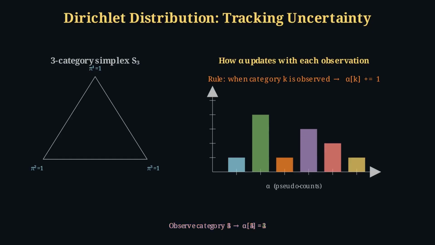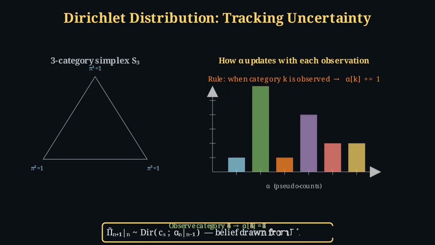On the right, we see how alpha updates as observations arrive. The rule is simple. When category K is observed, alpha K increases by 1. This is Bayesian updating. For categorical data, each observation adds a pseudo-count to the corresponding category. As more observations accumulate, the distribution concentrates around the true frequencies. The equation at the bottom says, the predicted state distribution is drawn from a Dirichlet with hyperparameters alpha, updated by the current belief and observation.